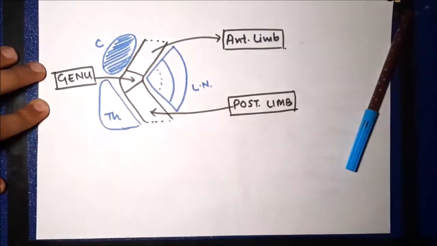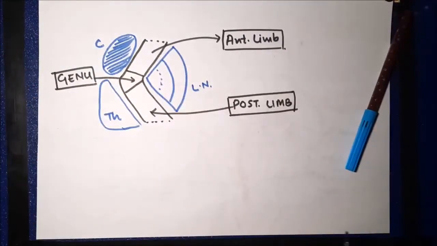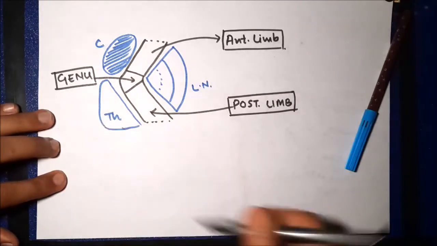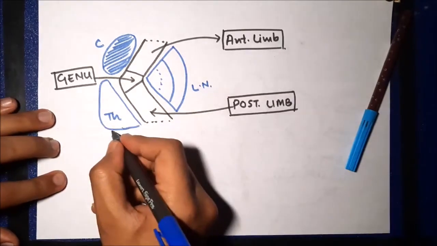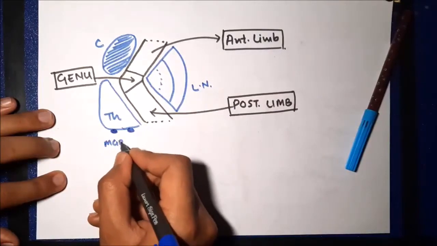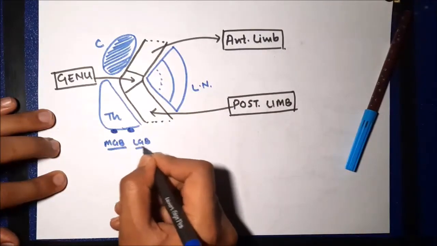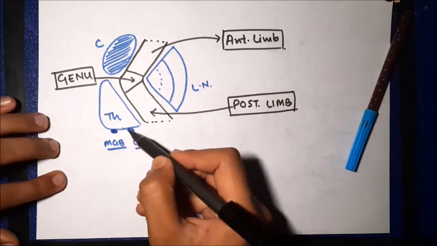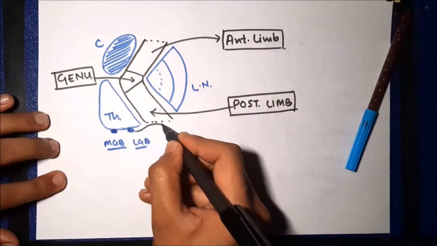So the word genu literally means bend. So this part is called as genu. Now there are some other parts of internal capsule. So this is thalamus, and at the back of the thalamus there are two structures, two nuclei, which are called as medial geniculate body and lateral geniculate body.